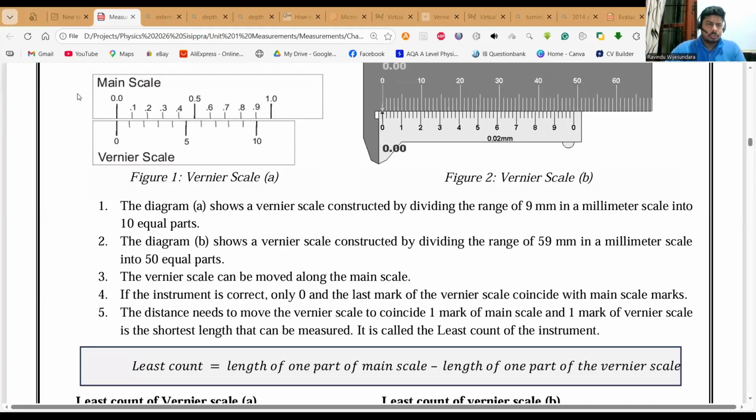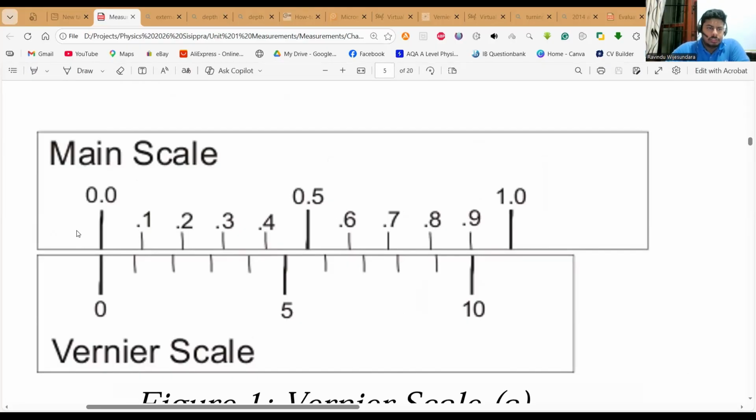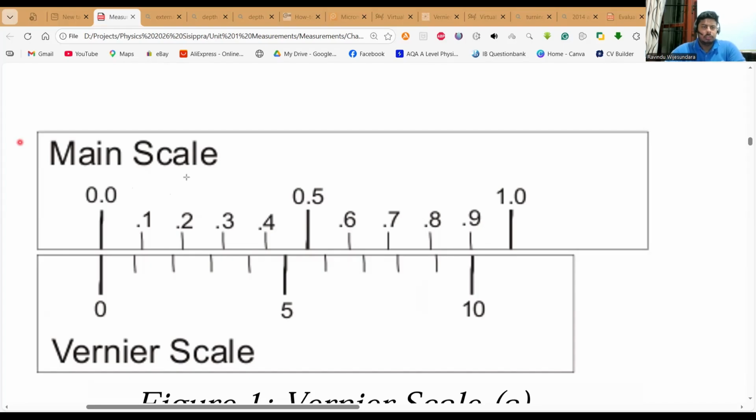right? So as we discussed, if I enlarge this diagram, you can see here the first division of the main scale is this one, right? So let me take the drawing. Now we need to focus on this part, okay? This is the part that I'm going to focus on: the first division of the main scale and the first division of the vernier scale.